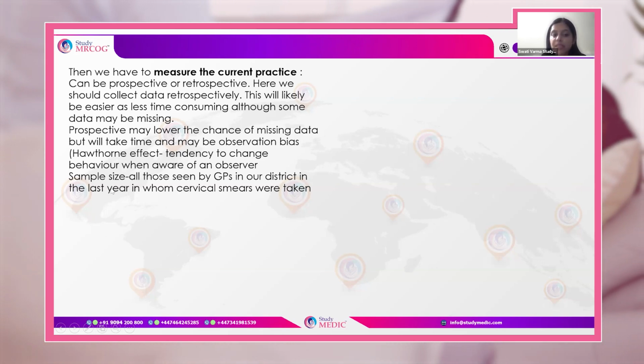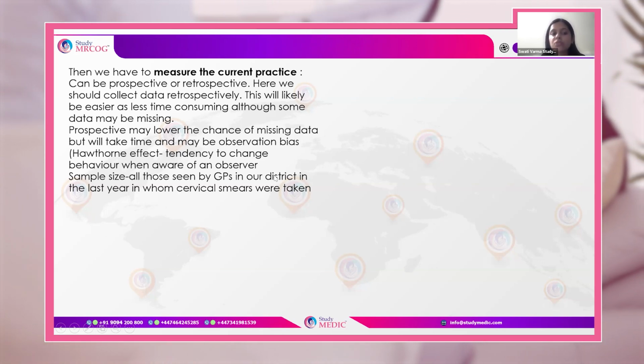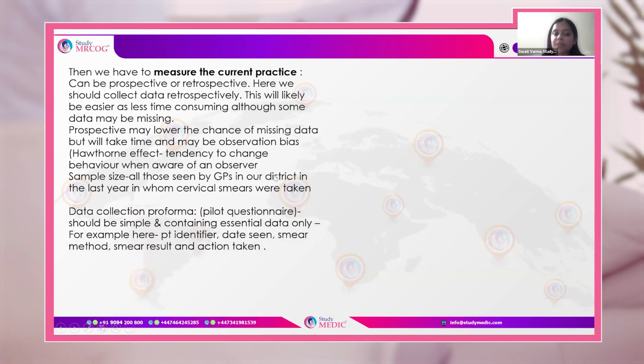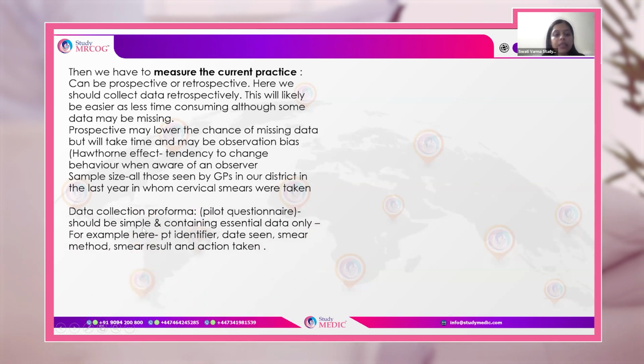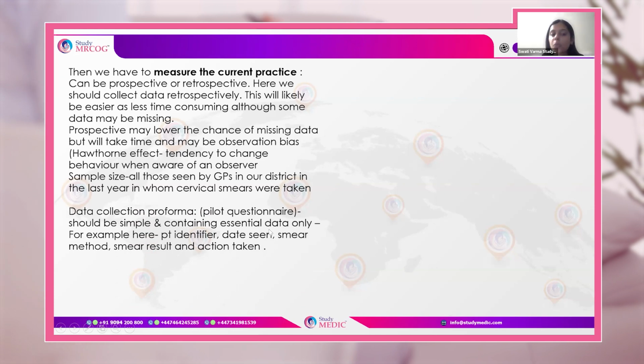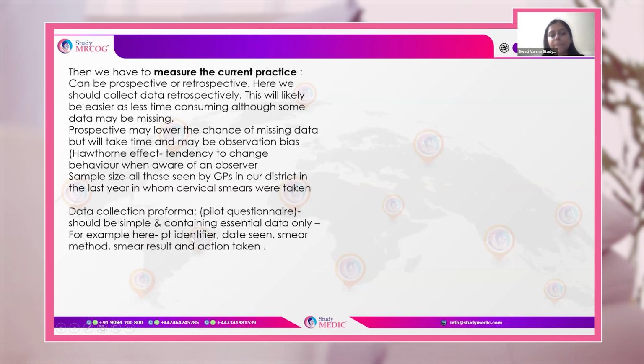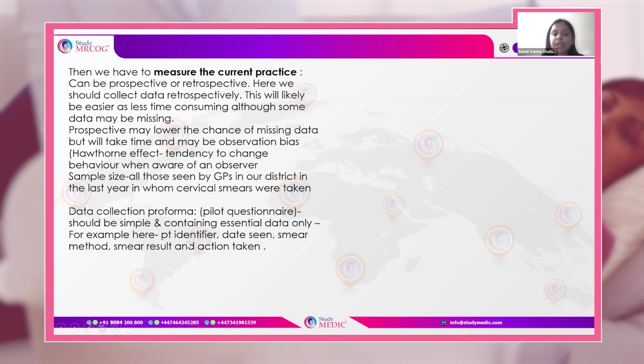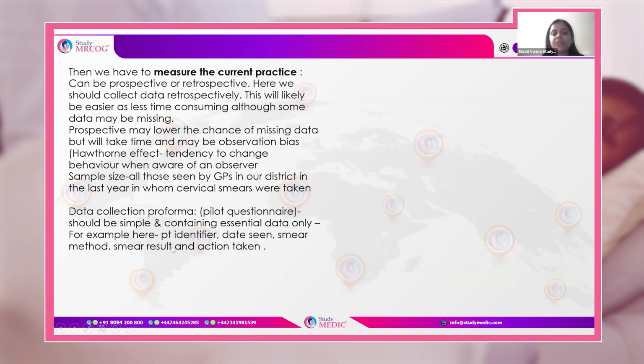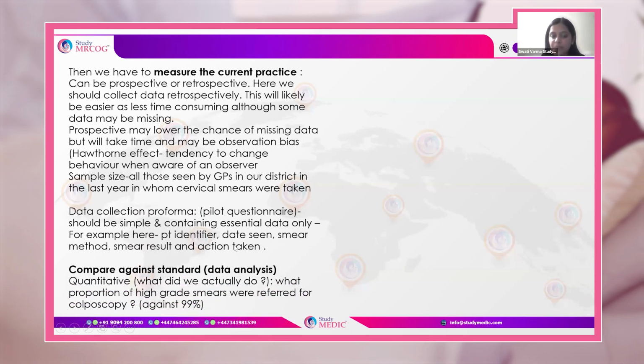Then sample size: all those seen by GPs in our district in the last year in whom cervical smears were taken. Then comes the data collection pro forma. How will you collect your data? It should be simple and essential data only: patient identifier, date seen, smear method, result, and action taken.